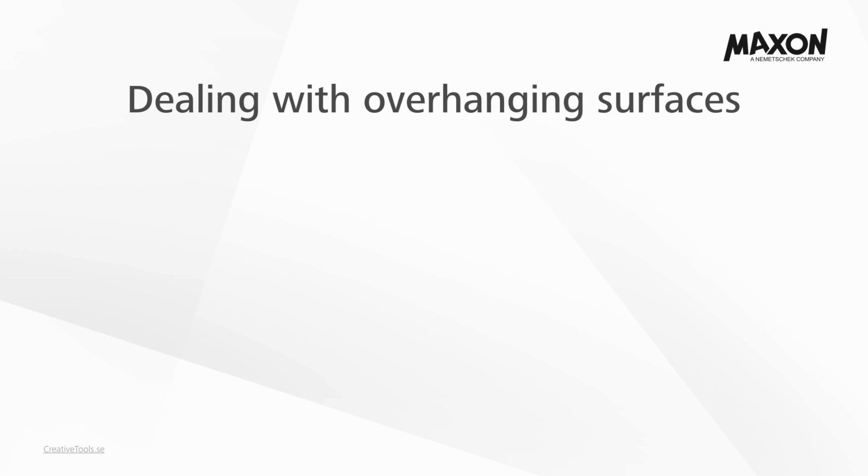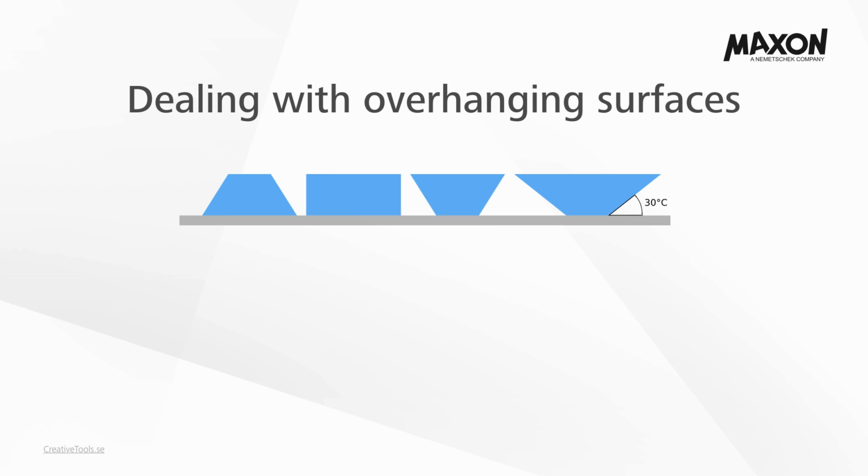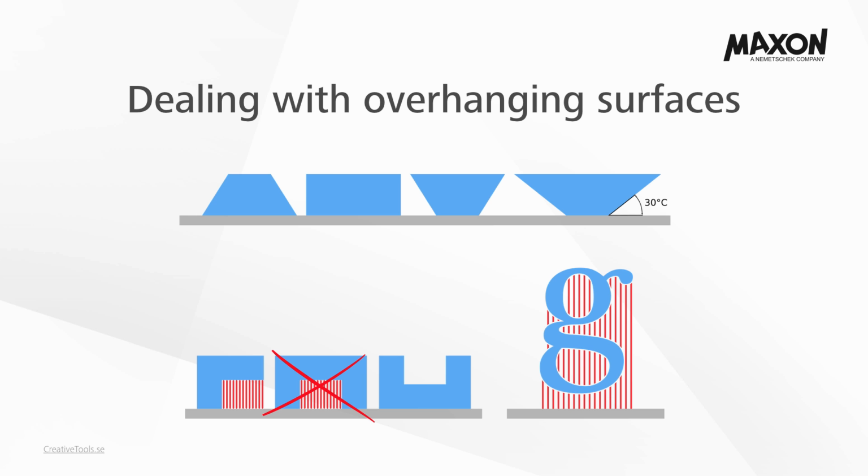Here are a few hints on how to deal with overhang surfaces. If you keep the section profile of your model to an angle of roughly 30 degrees, then you can probably print the object without the need of support structures. If the angle is smaller than what your 3D printer can achieve, then you can choose to let the slicing software automatically create support structures. The more complex the shape, the more support structures will be needed. Remember that just by changing the orientation of the object, you can reduce or eliminate the need of support.